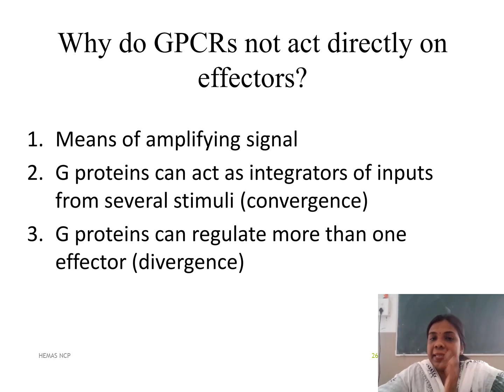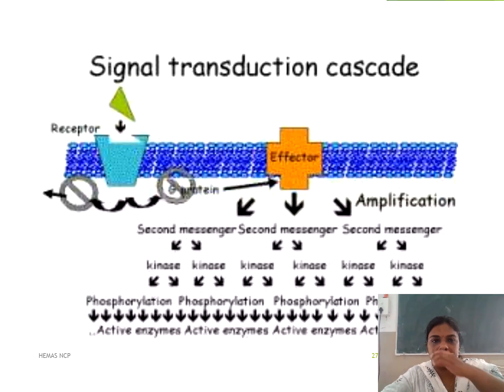So why do GPCRs not act directly on the effector, meaning to amplify the signal? G proteins can act as integrators of input from several stimuli, and a G protein can regulate more than one effector, that is divergence. And G protein acting as an integrator of input from several stimuli is known as convergence.